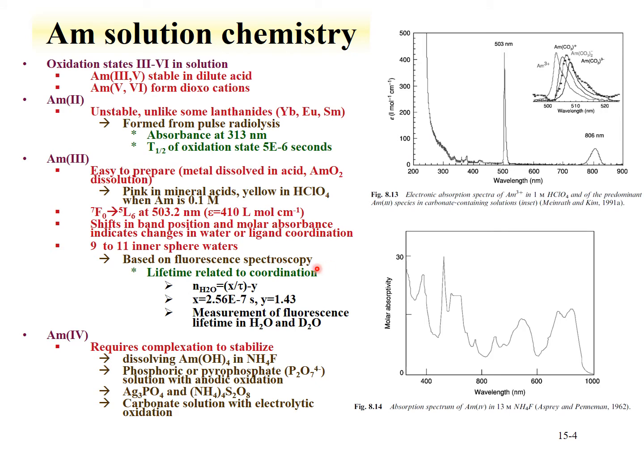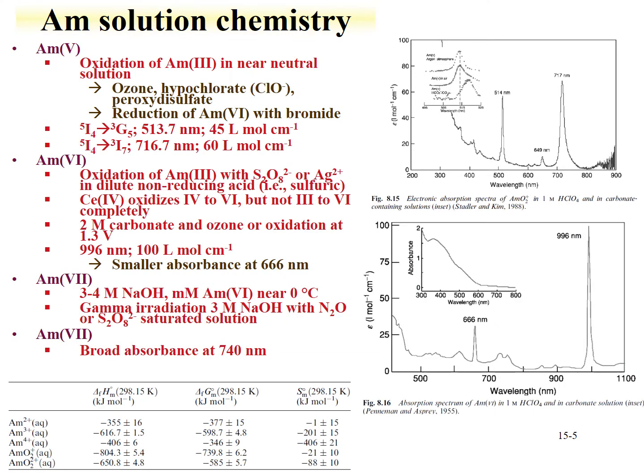Americium-4 requires complexation to stabilize, so one must oxidize the 3 to the 4 and then work on the ability to stabilize the compound. As an example, here's an absorbance spectrum of americium-4 in 13 molar ammonium fluoride. So, a very non-standard solution.